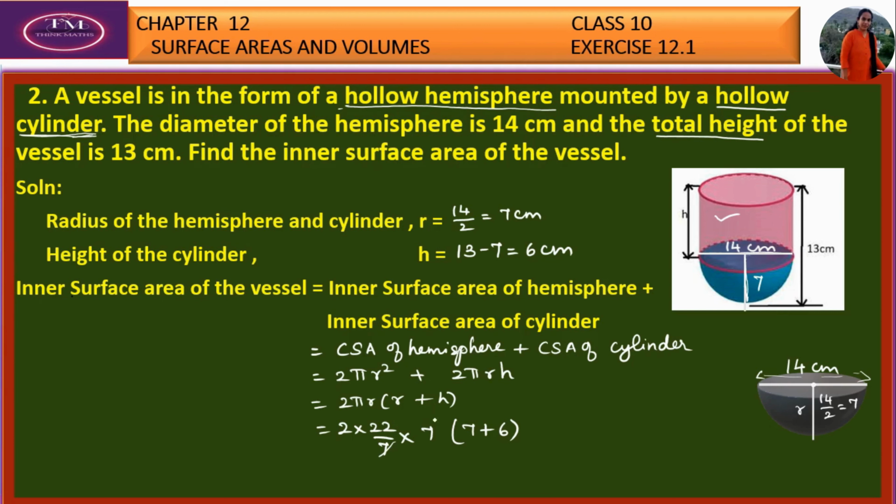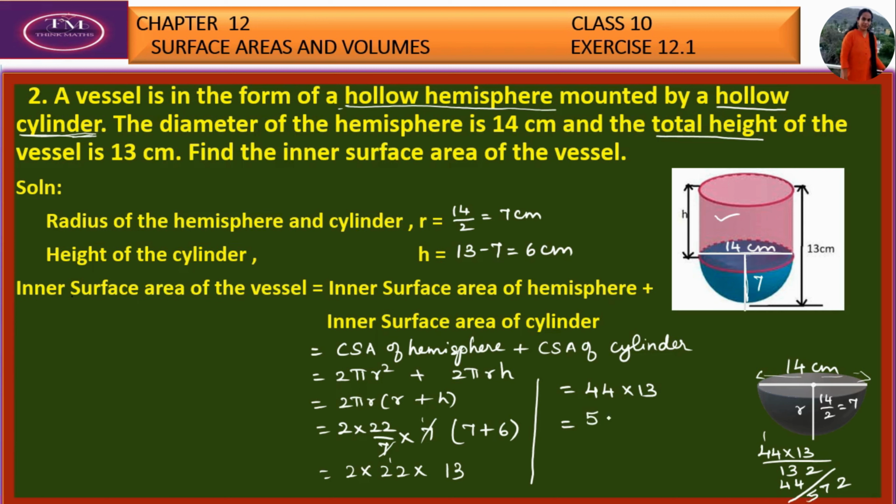So the 7 gets cancelled here. So it is 2 into 22 into, what is 7 plus 6? 7 plus 6 is 13. So 2 into 22 is 44. So 44 into 13. What is 44 into 13? We multiply: 4 3s are 12, balance 1, 4 3s are 12, 12 plus 1, 13. Then 44 plus 1 is 44. So adding, 3 plus 4 is 7, 1 plus 4 is 5.